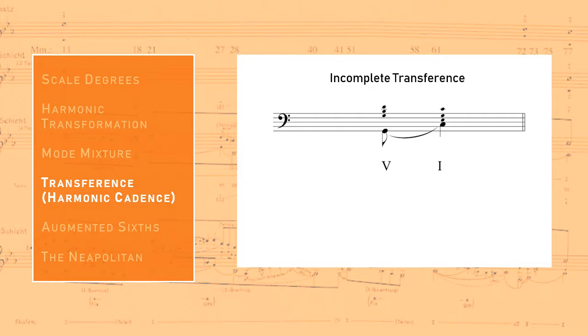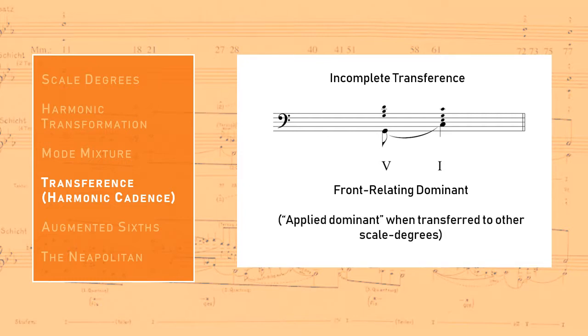We can call this relationship a front-relating dominant, since we first get the dominant, which then relates conceptually to the structural tonic that happens after. Very often, this configuration appears as an applied dominant, when the incomplete transference occurs on scale degrees other than the tonic. And this is one way in which composers can introduce chromaticism and effect temporary tonicizations.